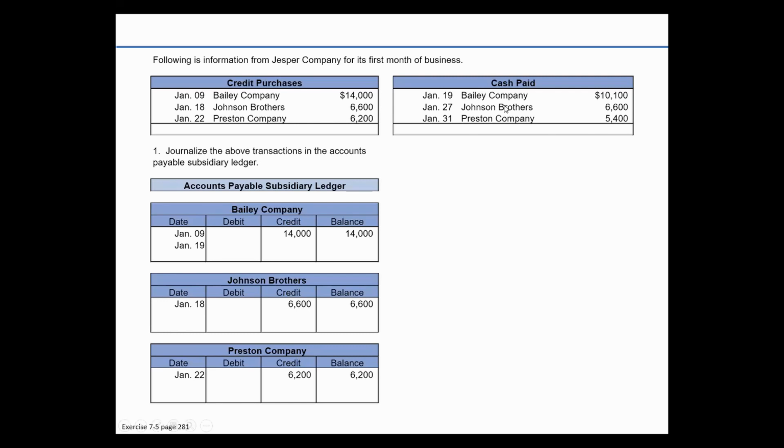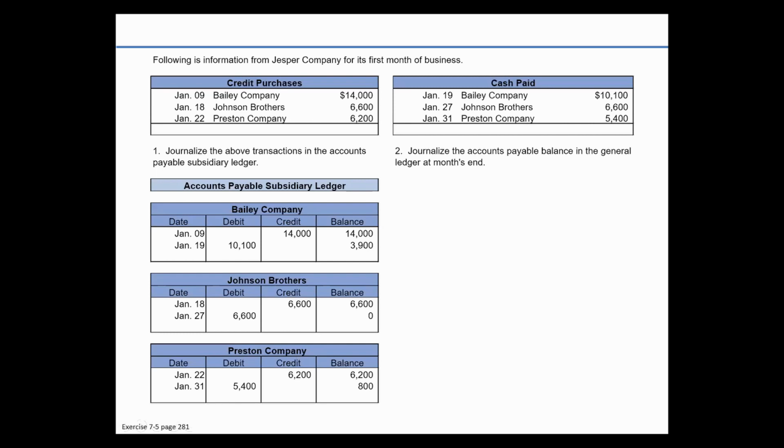So Bailey Company, on the 19th, we paid them $10,100, so that would be a debit to their account. And now they have a balance owing of $3,900 that we owe them. And then Johnson Brothers, you have their payment of $6,600 debit, and that clears the balance there. And then Preston Company on January the 31st, $5,400, that leaves a balance of $800.